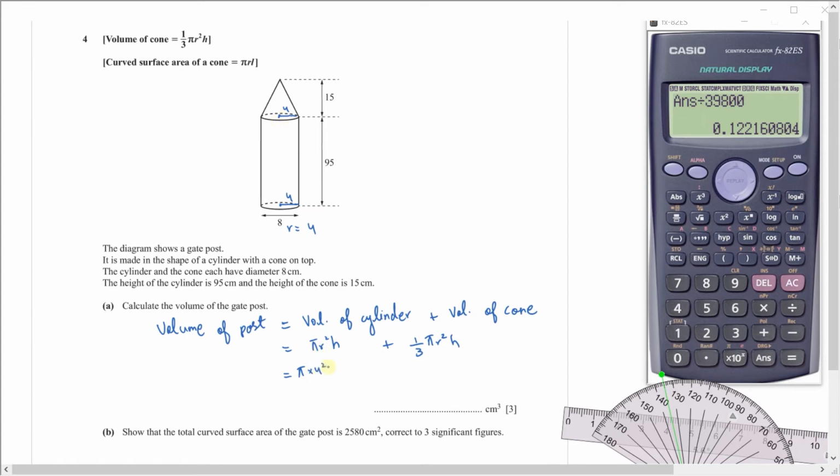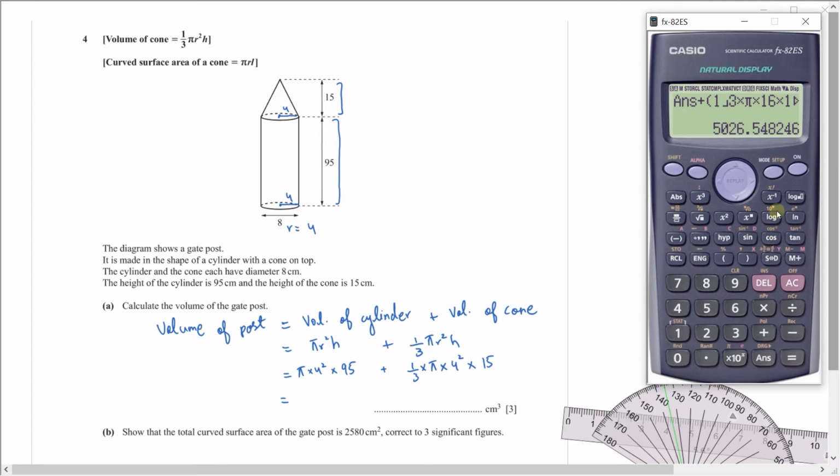So pi into 4 square into the height of the cylinder, which is 95, plus 1 by 3 into pi, again the radius of the cone is also 4 square, into the height of this cone, which is 15. So let's calculate this now. Pi into 4 square is 16 into 95, plus this value, so this will be 1 over 3 into pi into r squared, 4 square, into 15.